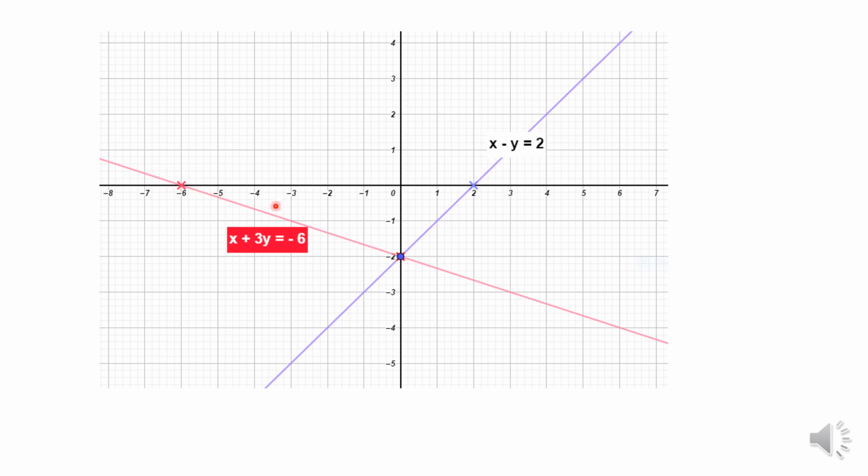This is the line x plus 3y is equal to negative 6, and this is the line x minus y is equal to 2. And what you realize is that where the lines are meeting, where they intersect, that is where the solution is to the equation, which is 0, negative 2.